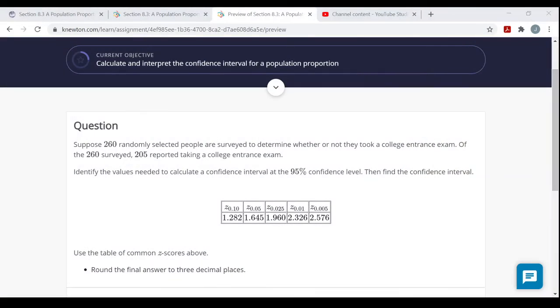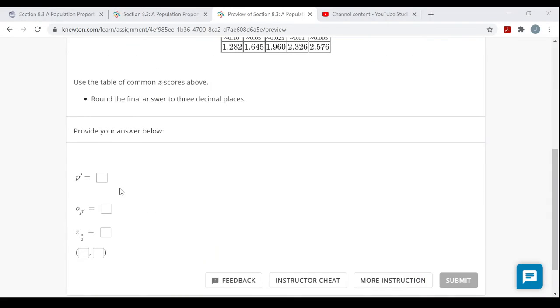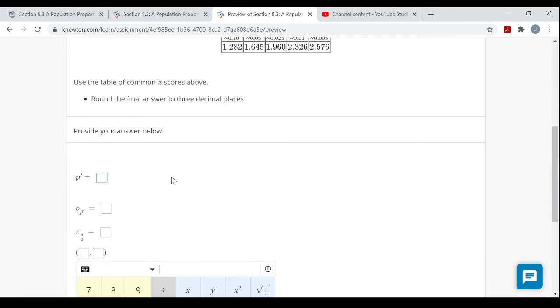Now let's look back at the website here. Look at what they're asking us for. First, they want P prime, that sample proportion, the 205 out of 260. And to three decimal places, that's 0.788. The standard deviation of the P primes, the standard error of those sample proportions, that was the square root of P prime times 1 minus P prime divided by 260. When we rounded that to three decimal places, that was 0.025.